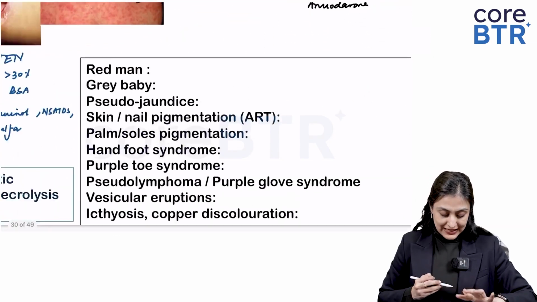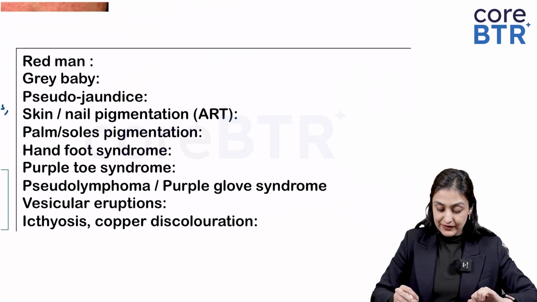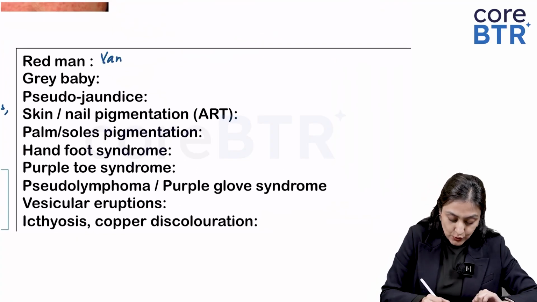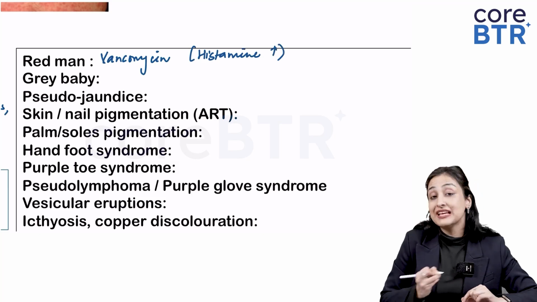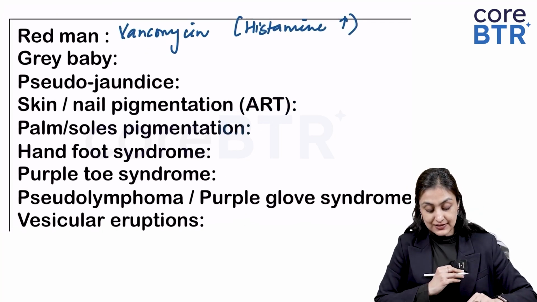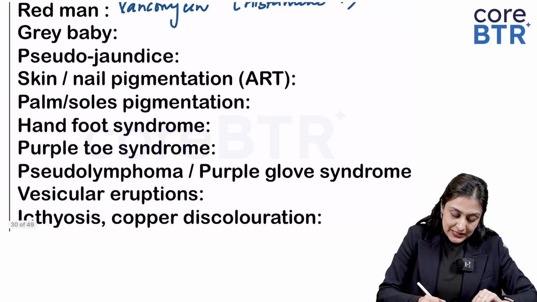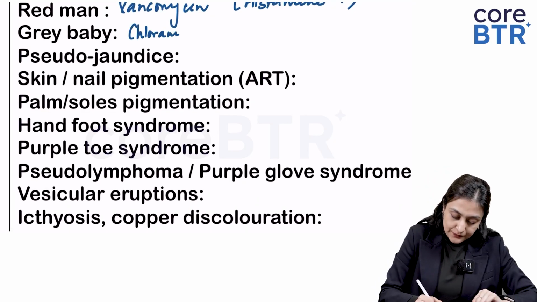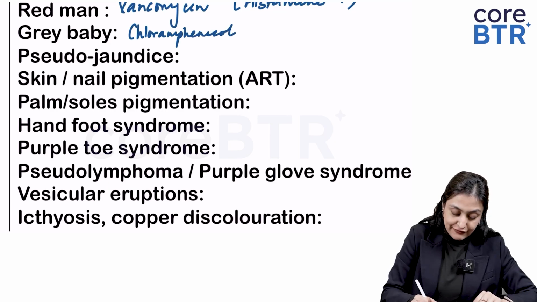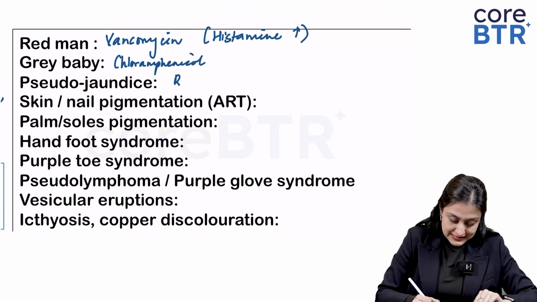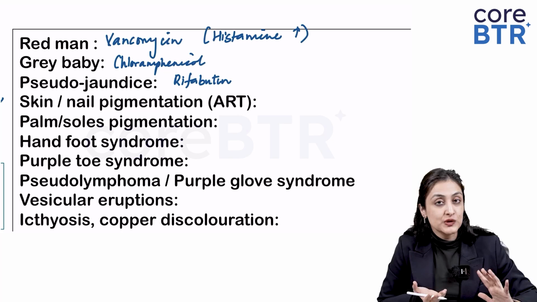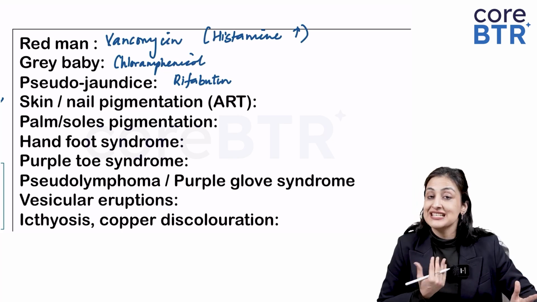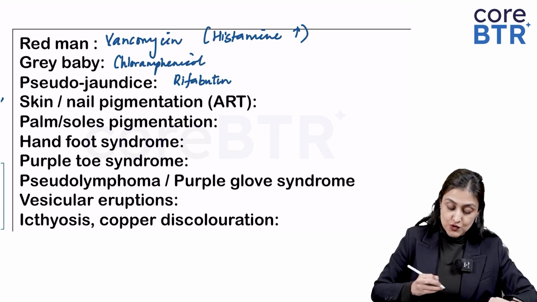Then a few one-liner questions here. Red man. Where do we study red man? That's vanco. Why in vancomycin? It's because of histamine release. So that is why it can be controlled by giving antihistaminics. So that's red man. Gray baby is chloramphenicol. This is a teratogenic effect. Pseudo jaundice is rifabutin, right? This is what we have replaced rifampicin with when we want to give ATT and ART together. So that causes pseudo jaundice.